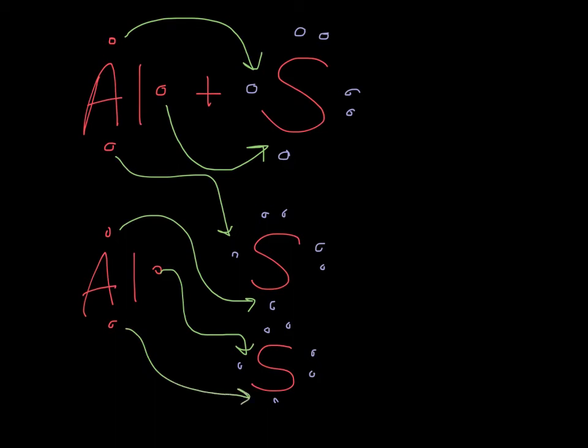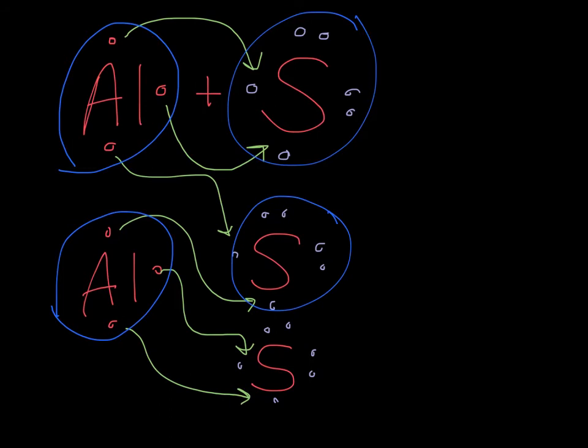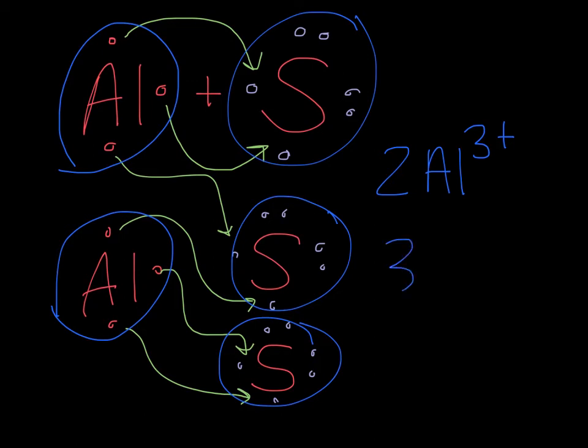And so what I end up with, if we look at this, is 2 aluminums. Okay? And I've got 1, 2, 3 sulfurs. So I've got 2 aluminums, and they have a 3 plus charge, because remember they lost 3 electrons, and I've got 3 sulfurs, and they have a 2 minus charge, because remember each time they're gaining 2 electrons. So my formula for this would be Al2S3.